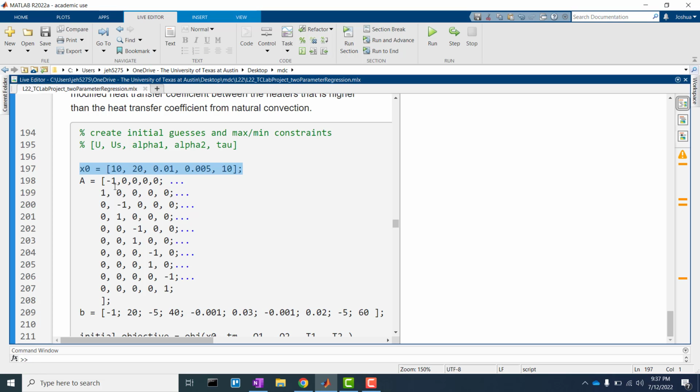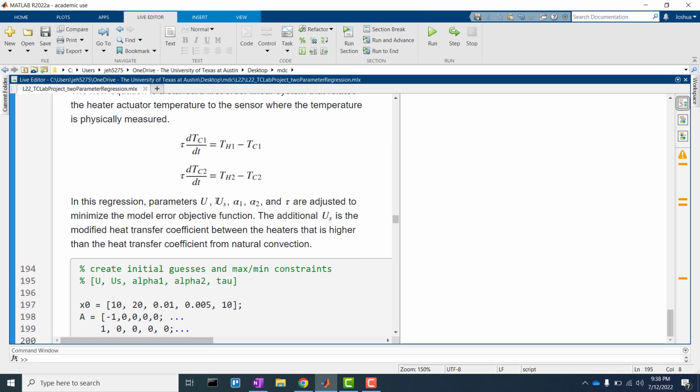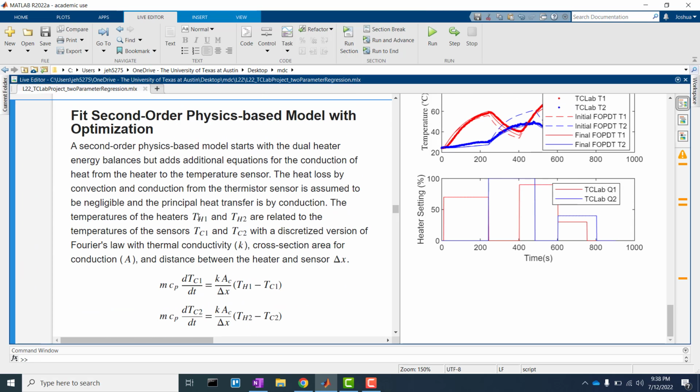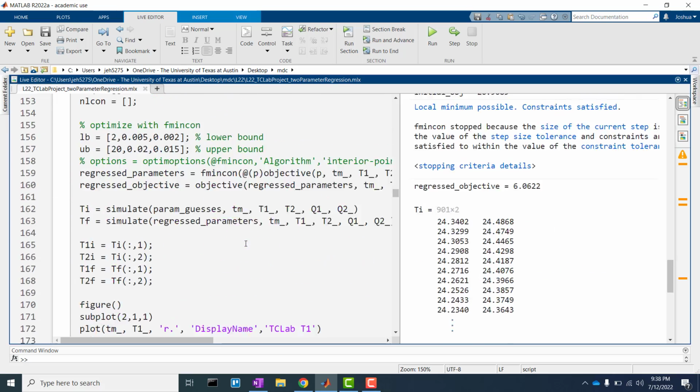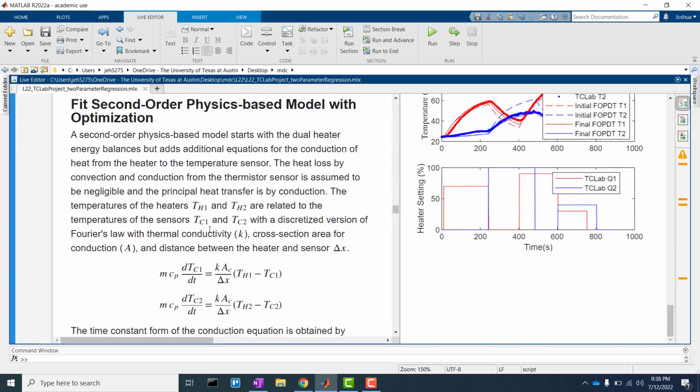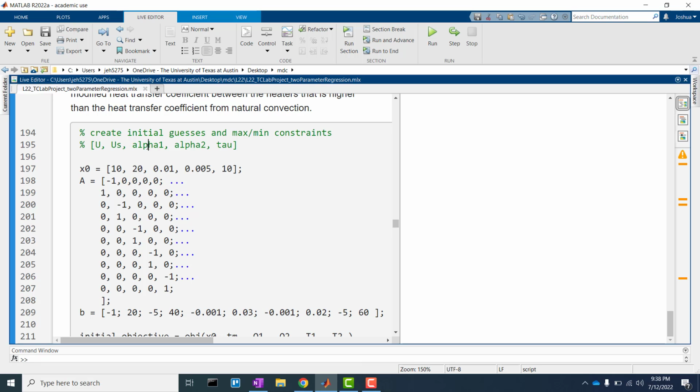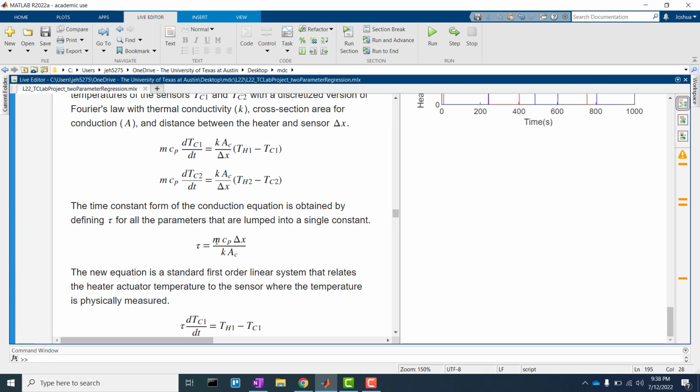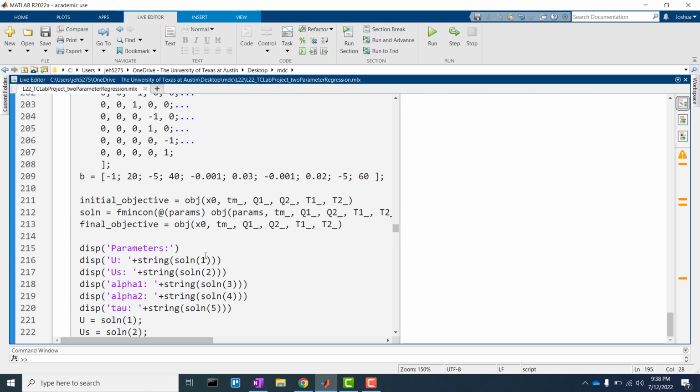We're going to use some constraints where we have these inequality constraints. There we go, that's what I was looking for. For U, US, where that will be the transfer between, here we can see where we initialize that. US is going to be the heat transfer between the two heaters. We'll also have alpha 1, alpha 2, and tau, which is that lumped parameter term right here.